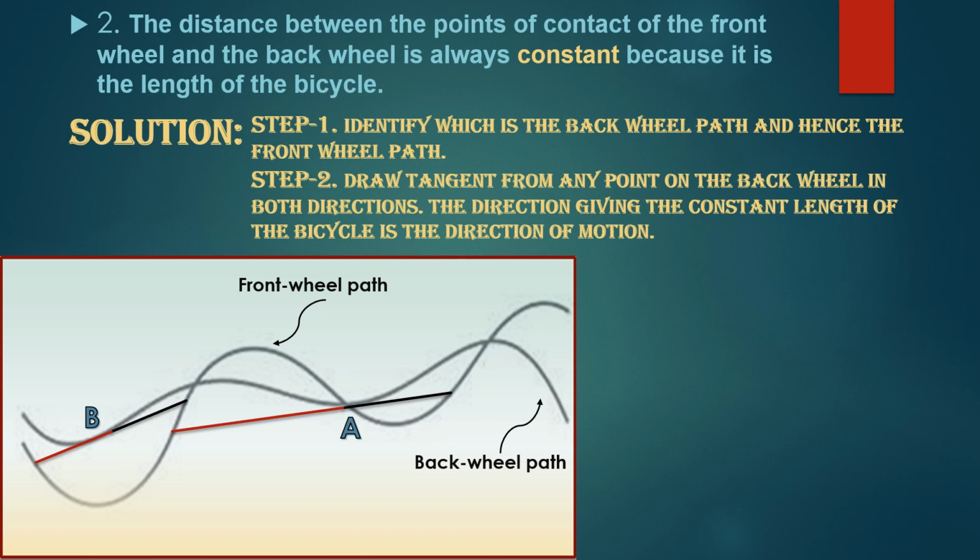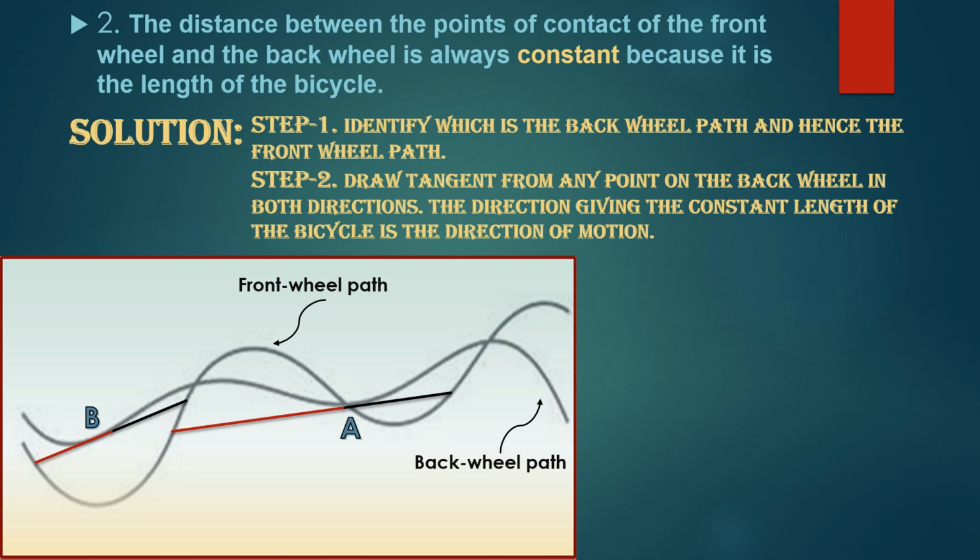bicycle. The length of the bicycle, as we have discussed, is the distance between the point on the back wheel track on which we draw the tangent and the point on the front wheel track at which this tangent intersects. And since the tangents drawn in the right direction give constant length, and as we know, the length of the bicycle must be constant throughout the motion of the bicycle.